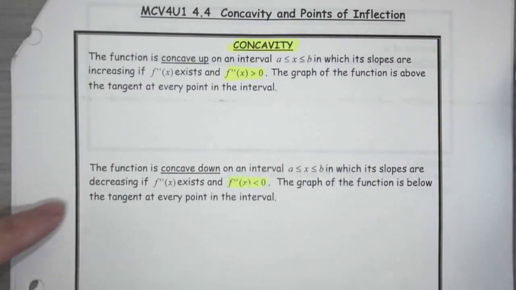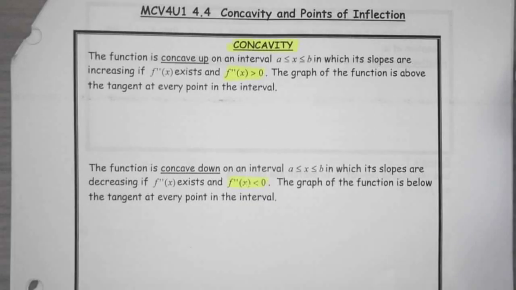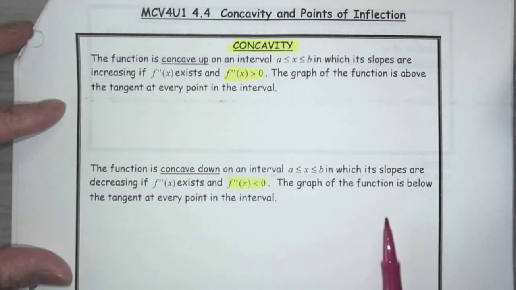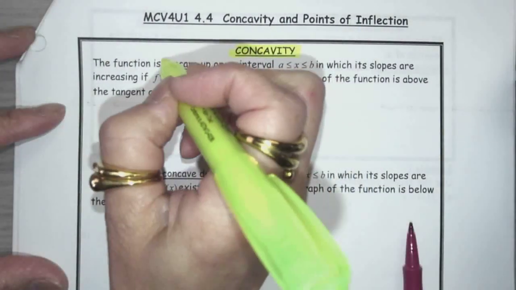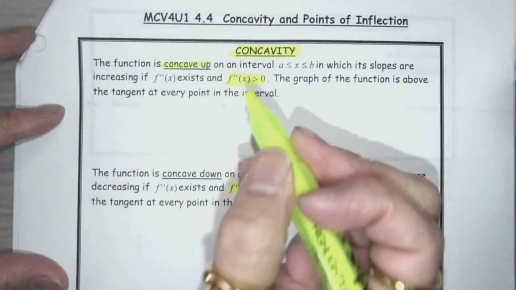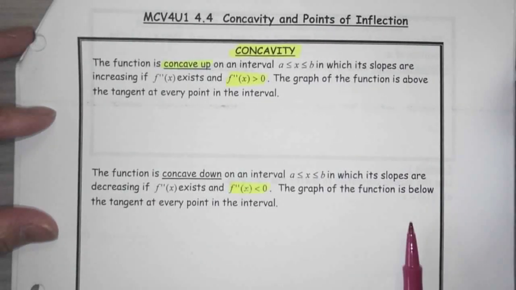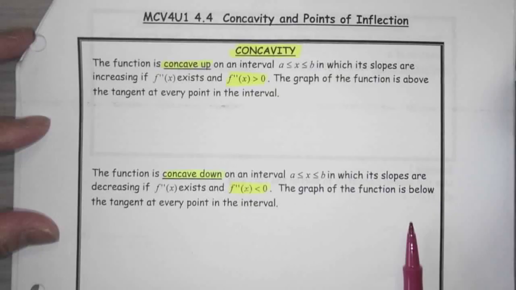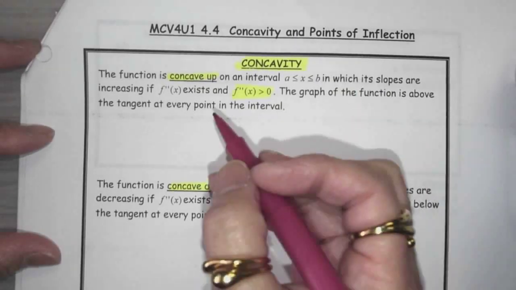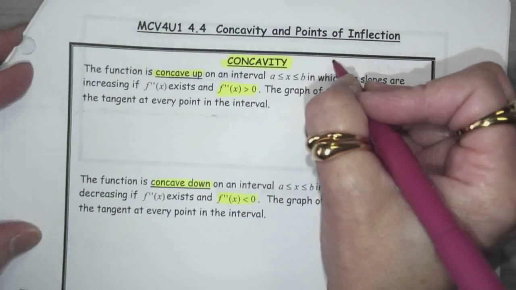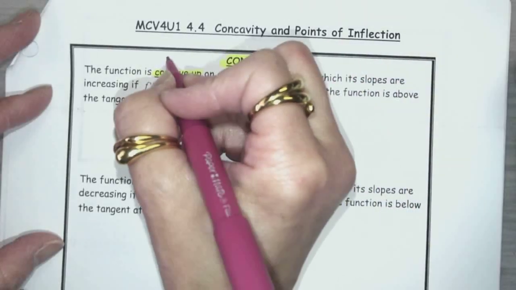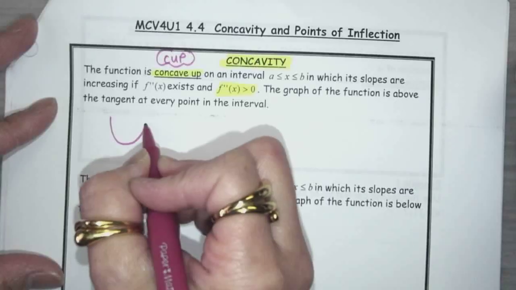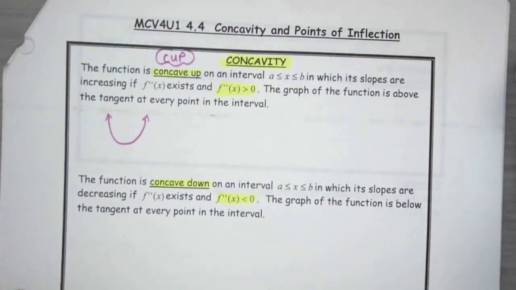If the second derivative is positive, then it's concave up. So the function is concave up. So this is the important part, concave up, if the second derivative is greater than 0. If it's less than 0, it's concave down. So concave up is up like a cup. So I usually say concave up is like a cup, which means it looks like this. So that's concave up like a cup.